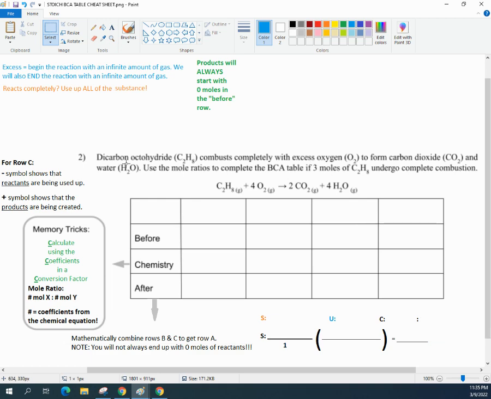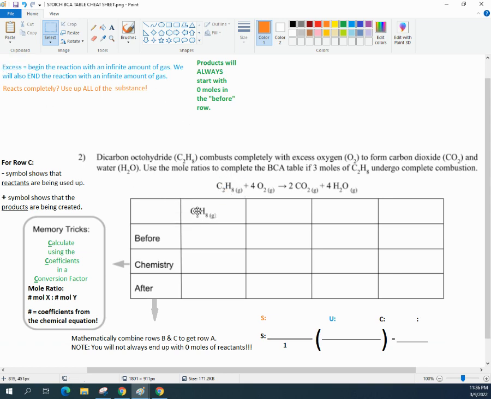It says dicarbon octahydride combusts completely with excess oxygen to form carbon dioxide and water. Use the mole ratios to complete the BCA table if 3 moles of C2H8 undergo complete combustion. All right, so we actually have a lot of great information to start with before we even get into math. Remember, we're trying to avoid the math for as long as possible.